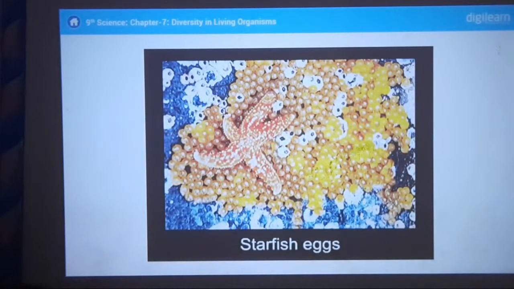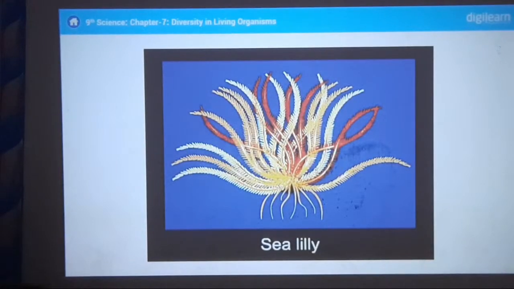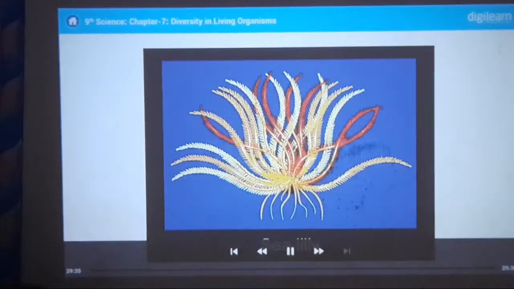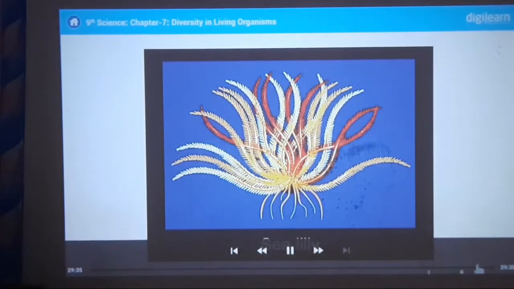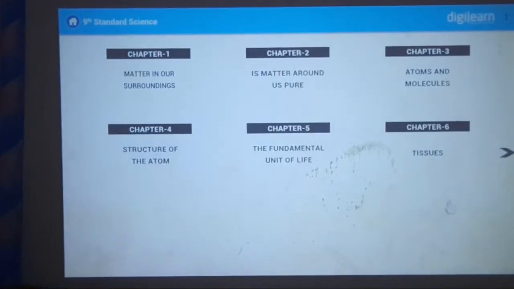You can observe the eggs of the starfish, and this is sea cucumber. And usually this will easily undergo propagation by regeneration. Okay, this completes the diversity in living organisms.